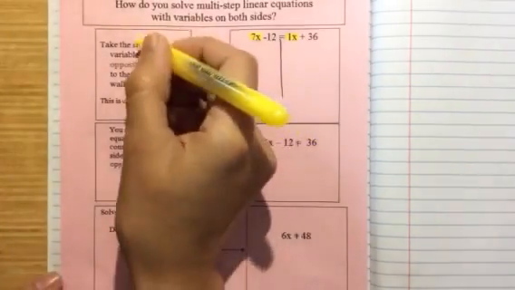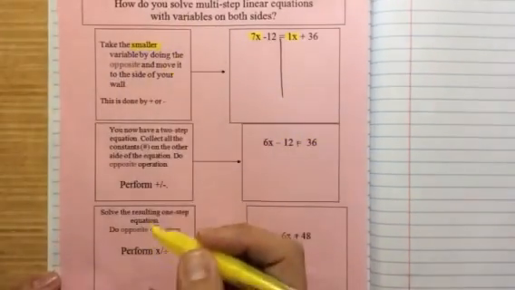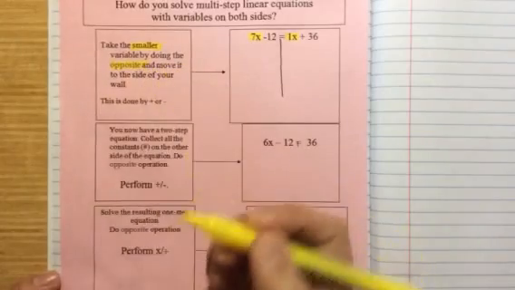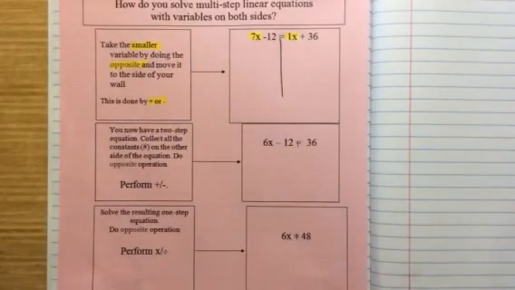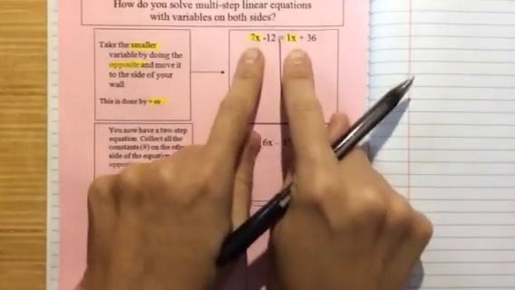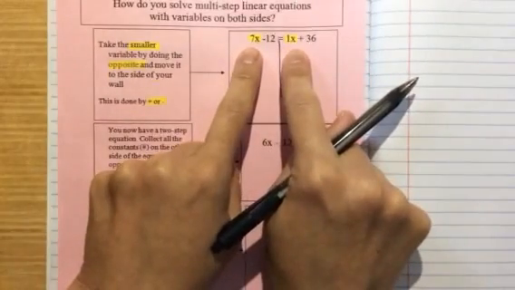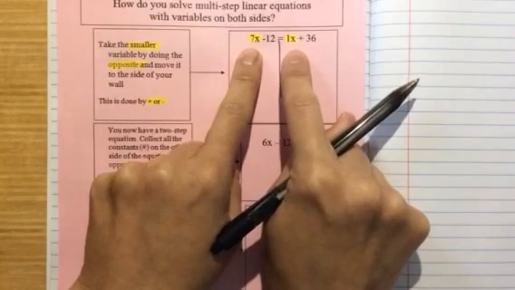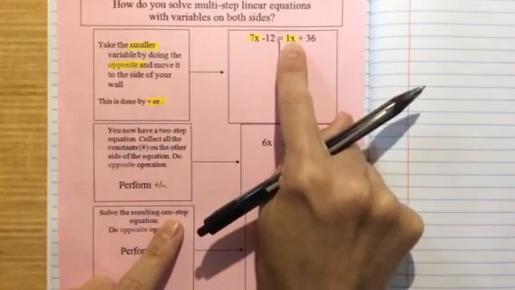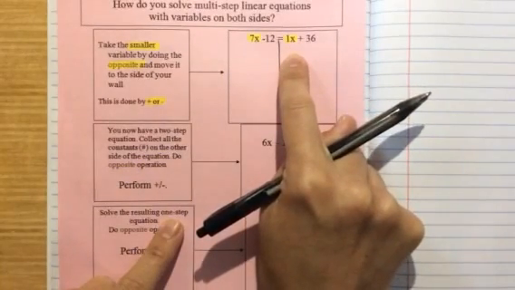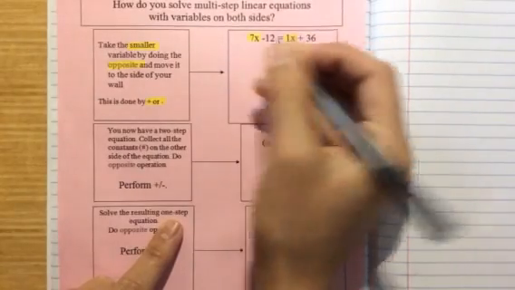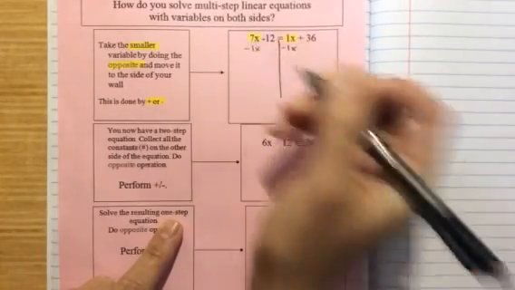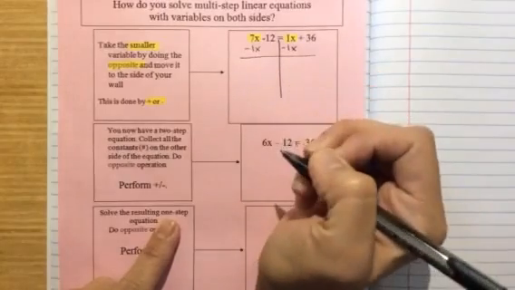So we want to take the smaller variable and do the opposite of what is happening. So we're going to be adding or subtracting on our first step. We're not multiplying or dividing, we're adding or subtracting. So between these two, between 7x and 1x, our 1x is the smaller one. Since it is positive, I'm going to do the opposite, which is to subtract it on both sides of my equation.